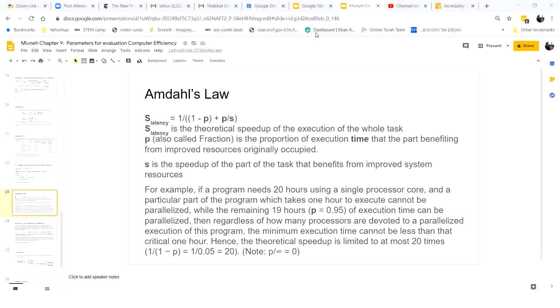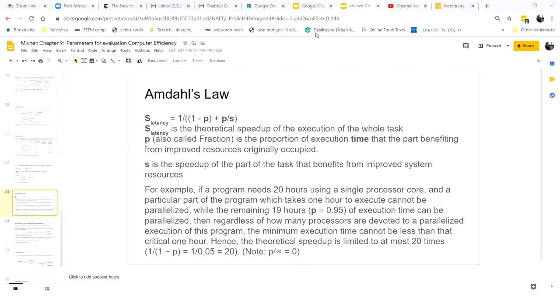Which means it's the speed up of that part of the process that I can speed up. In other words, how much did I speed up the making of the pancakes? That's the S. And the P is that proportion. P is really for proportion. It's the proportion that got sped up. So P would be 0.75 divided by S, which would be the speed up of that. Well, what is the speed up of that?